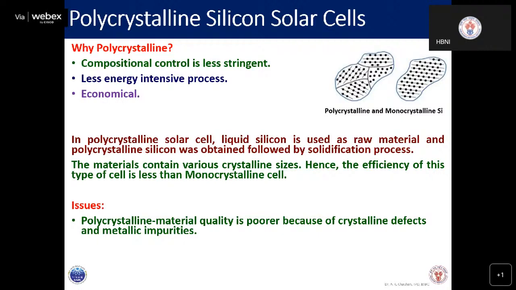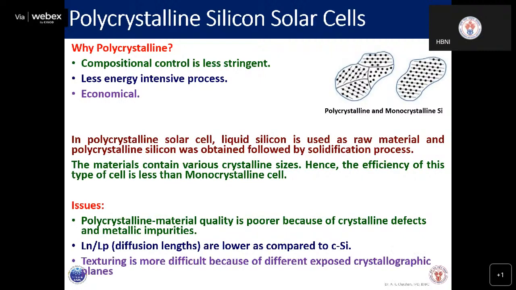But issues are: polycrystalline material quality is poorer because of the crystalline defects and metallic impurities, and the diffusion length for both electrons and holes is lower as compared to crystalline silicon. And texturing is more difficult because of different exposed crystallographic planes. So the planes are different.